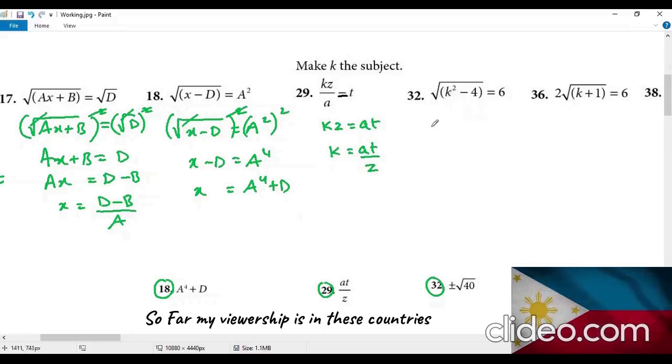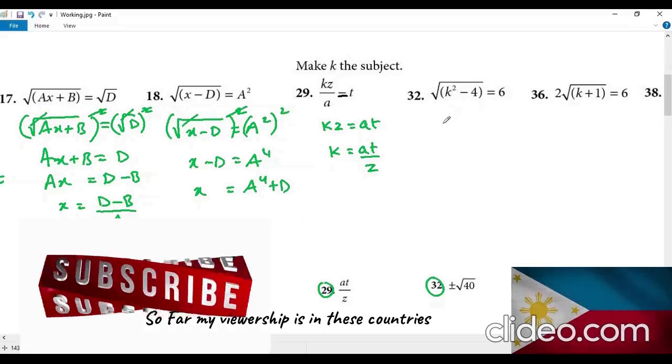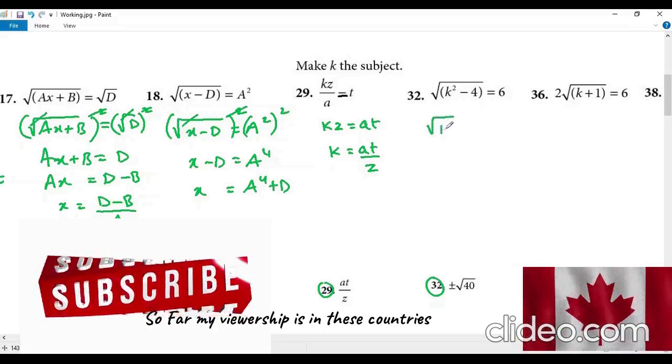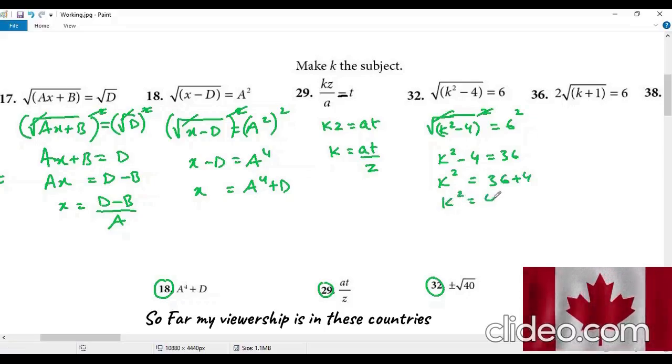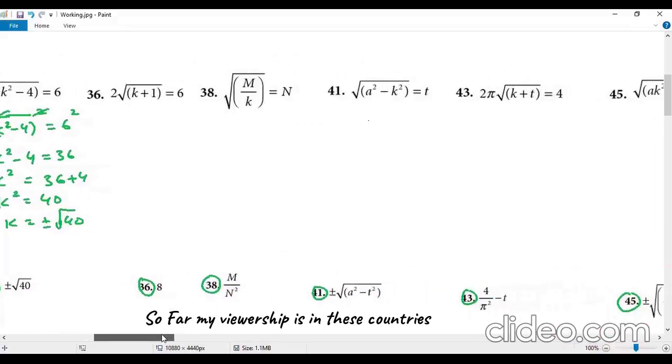When it comes to question number 32, we need to remove the sign of square root. We are squaring both the sides. If the question is in this format, always remember the opposite of square root is a square. So squaring both the sides will cancel the root, and you will have k square minus 4 equals 36. That means k square equals 36 plus 4. So k square is going to be 40. That means k equals plus minus under root 40. This is going to be your final answer.